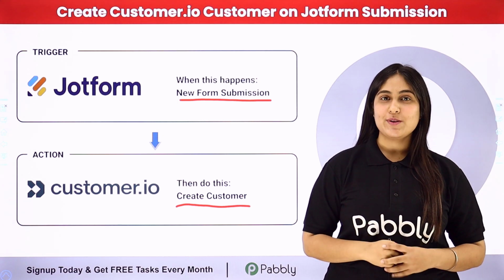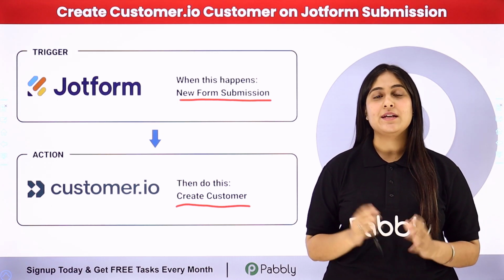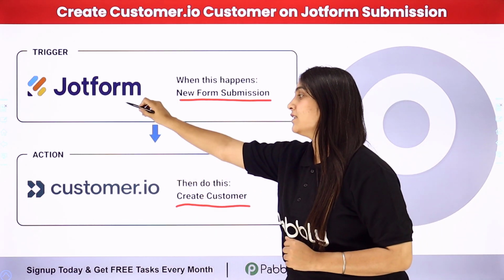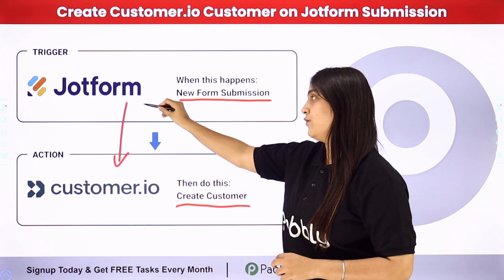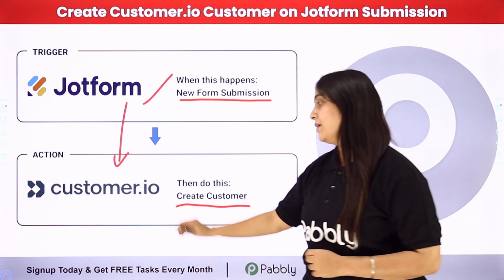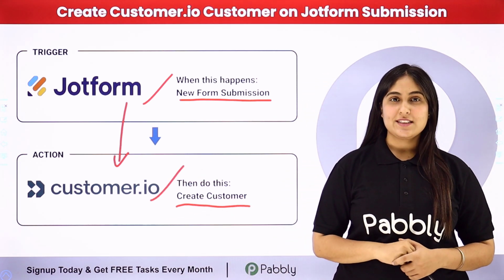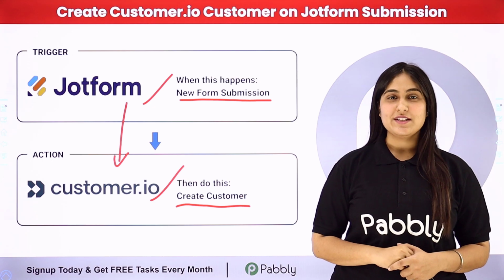So to automate this process, we will use an automation software named Pabbly Connect, in which we need to connect a trigger and an action. In this process, our trigger application will be Jotform and our action application will be customer.io. So to learn this process step by step, let me take you to my screen.